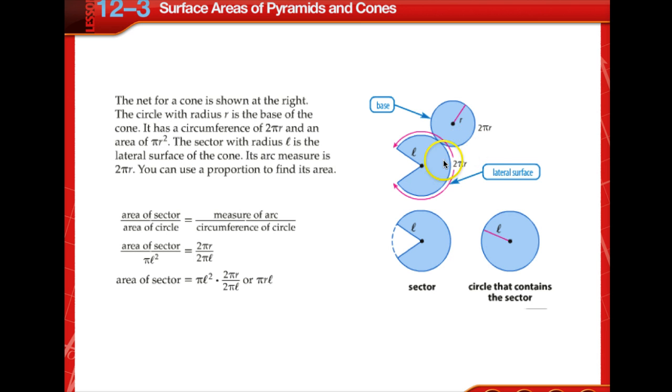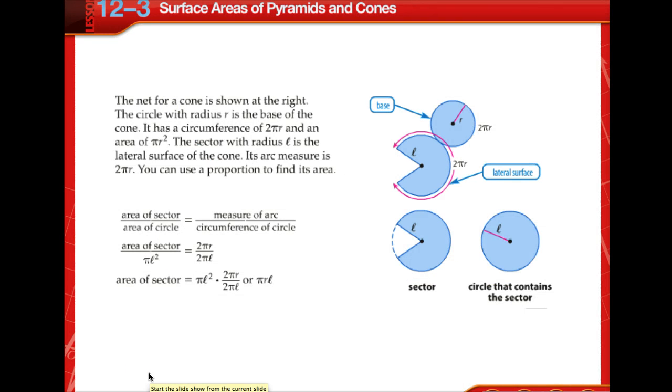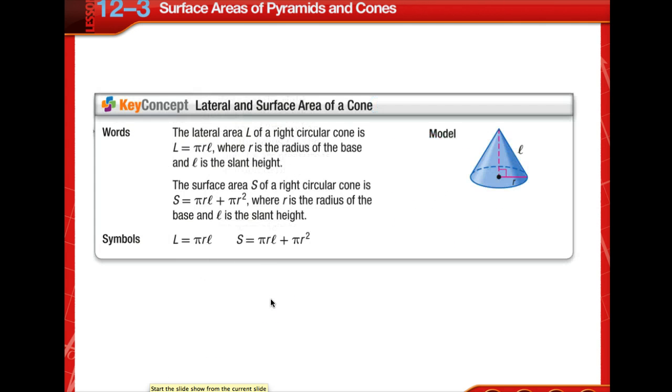The net for a cone is shown at the right. The circle with radius r is the base of the cone. It has a circumference of 2 pi r and an area of pi r squared. The sector with radius L is the lateral surface of the cone. Its arc measure is 2 pi r. You can use a proportion to find its area. So here's how to find the lateral and the surface area of a cone.